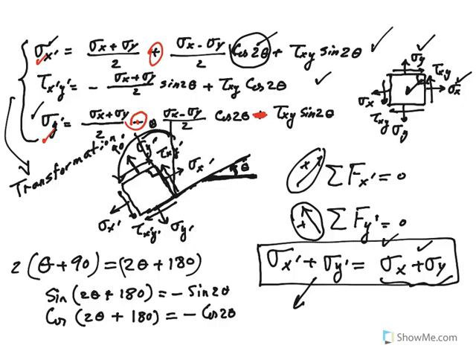And later on, we'll come back and talk about how we look for the maximum of these. How could I find the maximum of sigma x prime, a maximum of tau x prime y prime? And those are important in design. The normal stresses are known as principal stresses. And also maximum shear stress is very important in design.